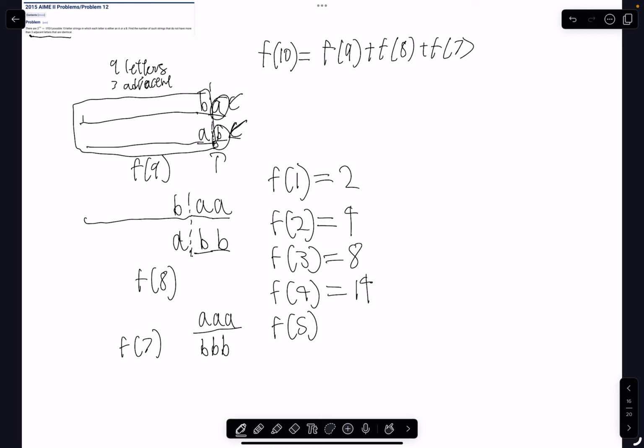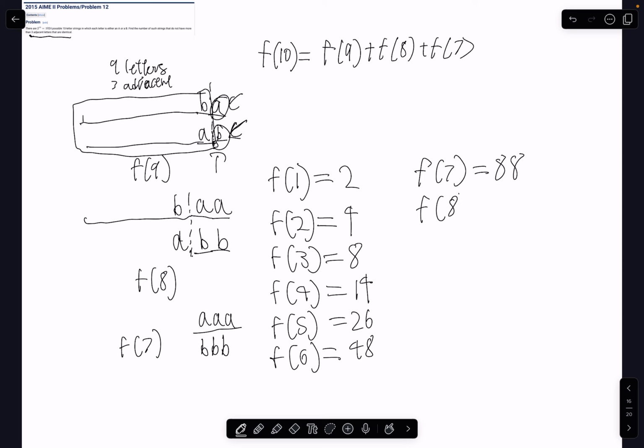F of 5 is going to be the sum of the three numbers that come before it. So that's going to be 26. F of 6 is going to be 48. And f of 7, now we're getting into the numbers that we care about, f of 7 is going to be 88. Yeah, 88.